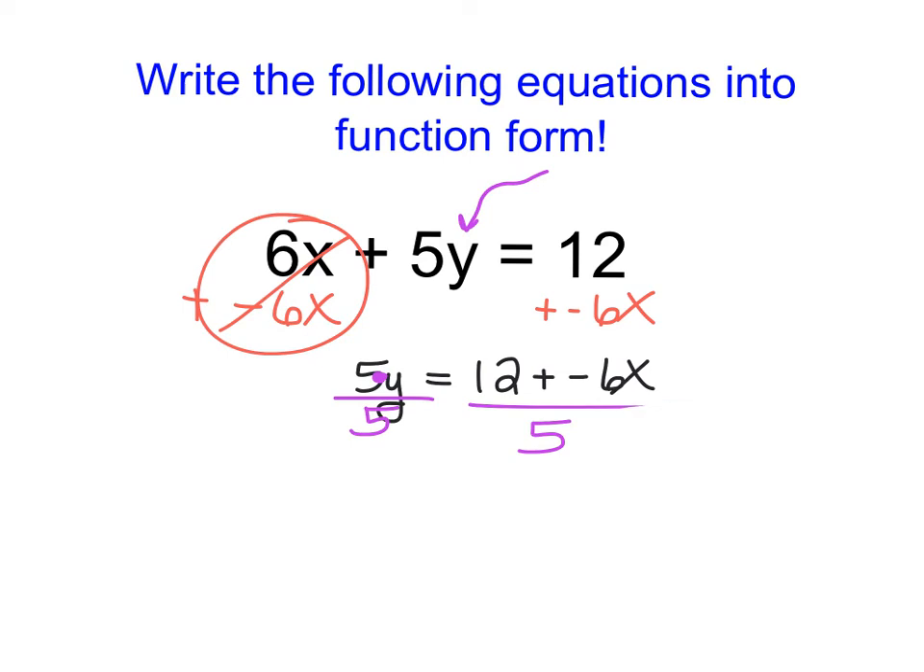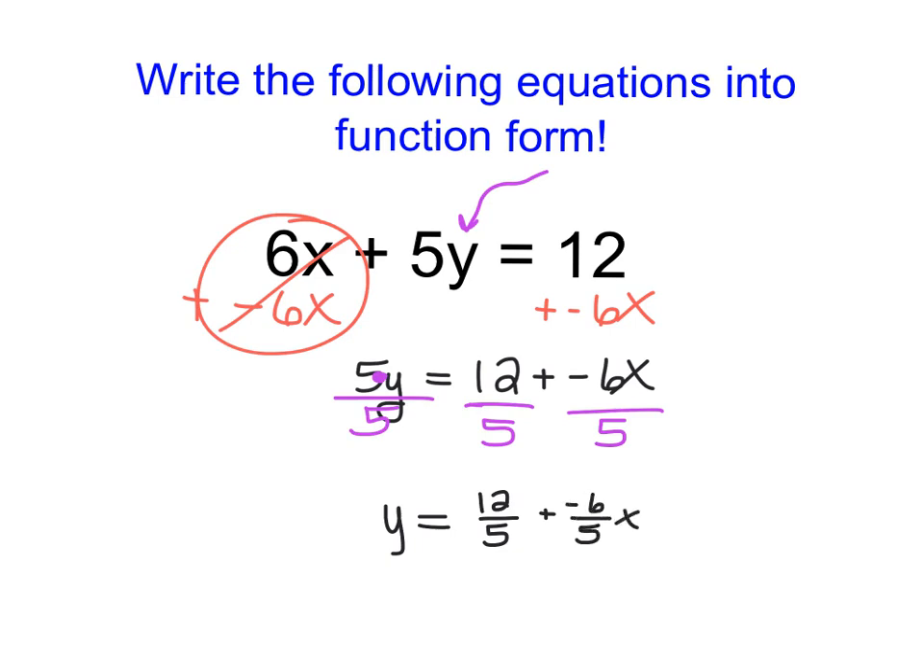Remember, that means I can write it as little mini fractions too. So I can write 12 over 5 and a negative 6x over 5. So then from here, I just need to divide. So I get a y on the left-hand side. I noticed that 12 and 5 don't really divide nicely, so I'm just going to leave those as a fraction. And then here I notice that negative 6 over 5 also doesn't divide nicely, so I'm going to just leave that as negative 6 over 5x.